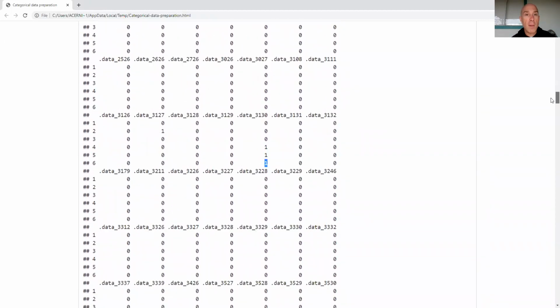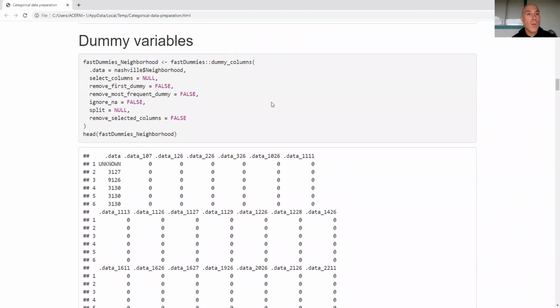So let's go back up and take a look at some of the options in this. So select columns. Here I can just specify which ones I want. There's only one column in the data set, so I don't need to worry about it. Now remove the first dummy. Remember a moment ago I said that if you have n levels, you'll get n minus 1 dummy variables. So here, this false is saying don't remove it. So if I have n levels, I get n dummy variables, and I do not have a reference column.